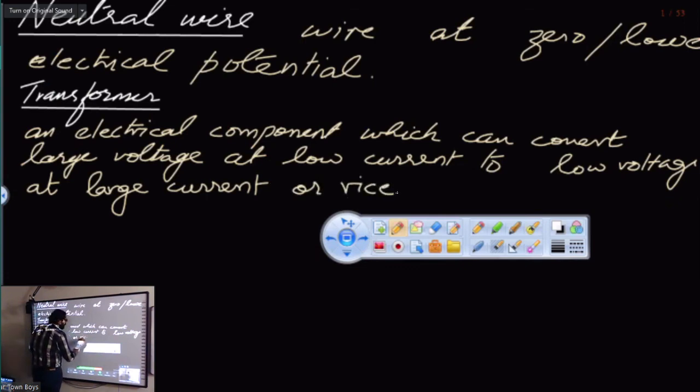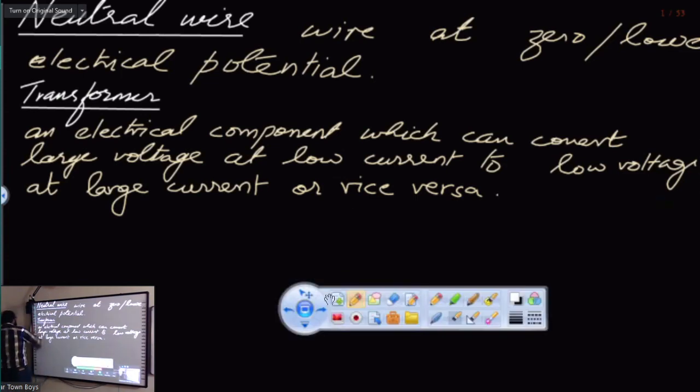By the way, have you ever used a transformer in your life, daily life? Have you ever used a transformer? Vidya ji, have you ever used a transformer in your daily life?